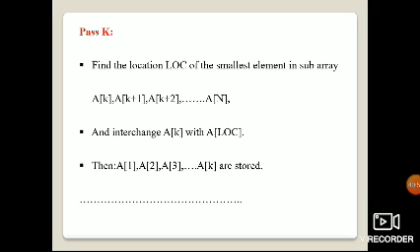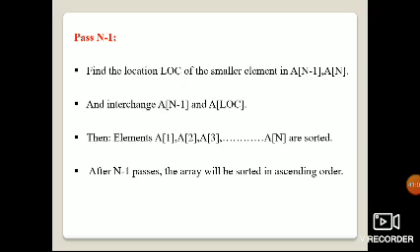Find the location k of the smallest element, from a[k] up to the last, not beyond that, and exchange it with the last element, a[n-1]. So after n minus 1 passes, the list will be sorted in ascending order. That sorting order is why selection sort is also called ascending selection sort.